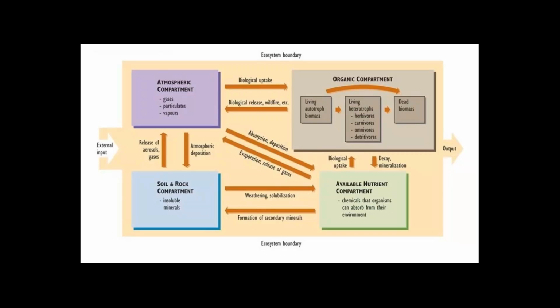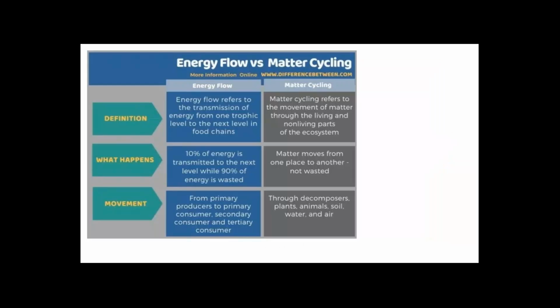Biological uptake is here, this arrow, giving living autotrophs and biotrophs. So through photosynthesis and nitrogen fixation and so on, you have absorption of gases that can be made into chemicals. So we have this system here. And we need to compare energy flow and matter recycling.